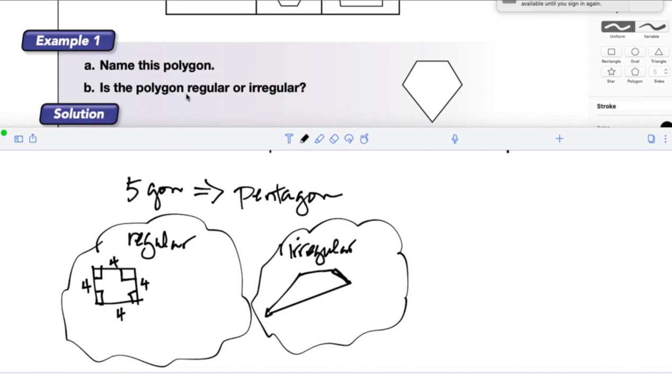So is this a regular or an irregular pentagon? And I hope you notice that it is definitely irregular because all the sides are not equal, nor are all the angles equivalent.